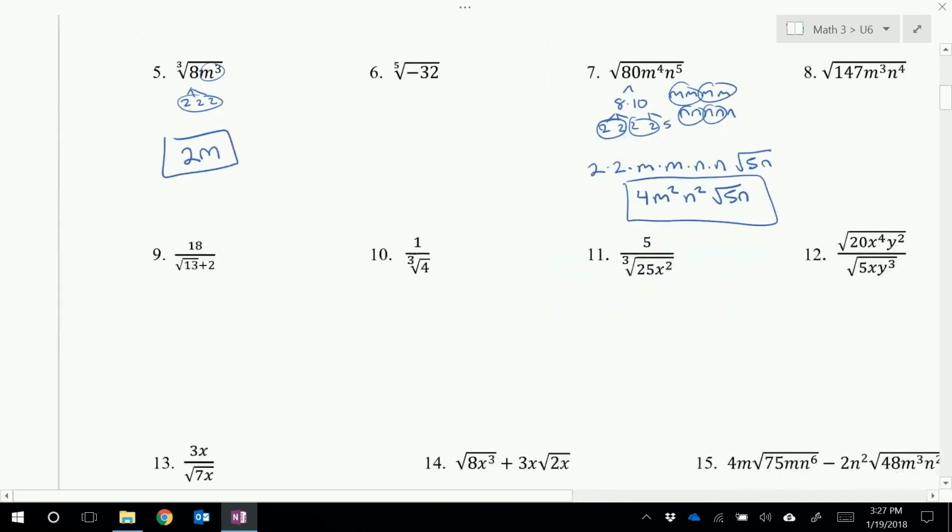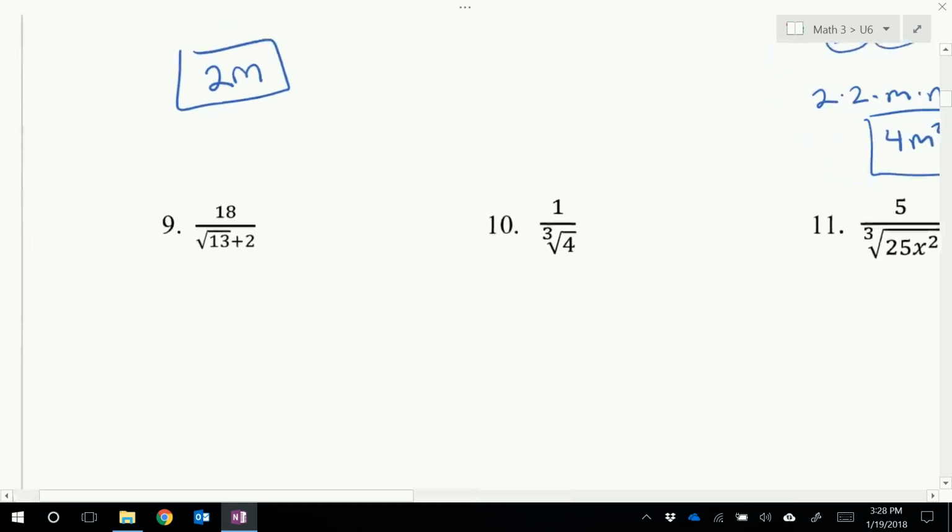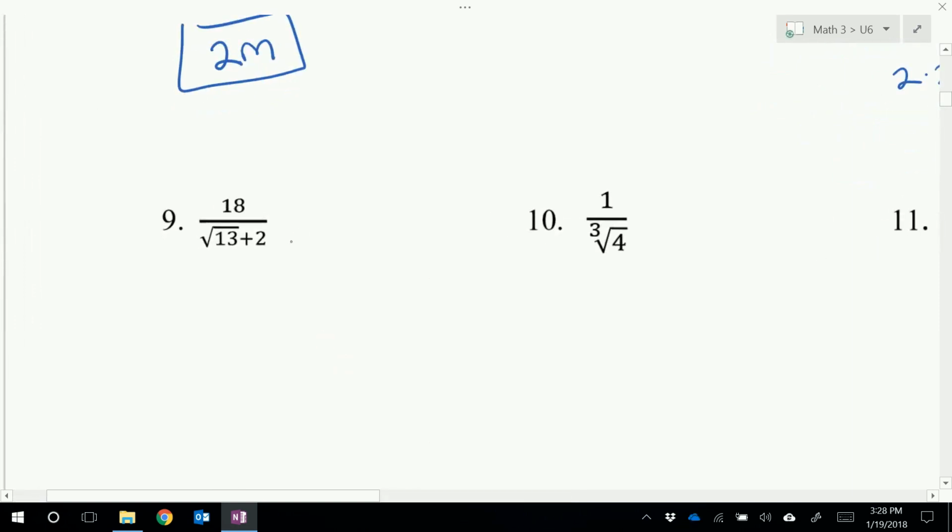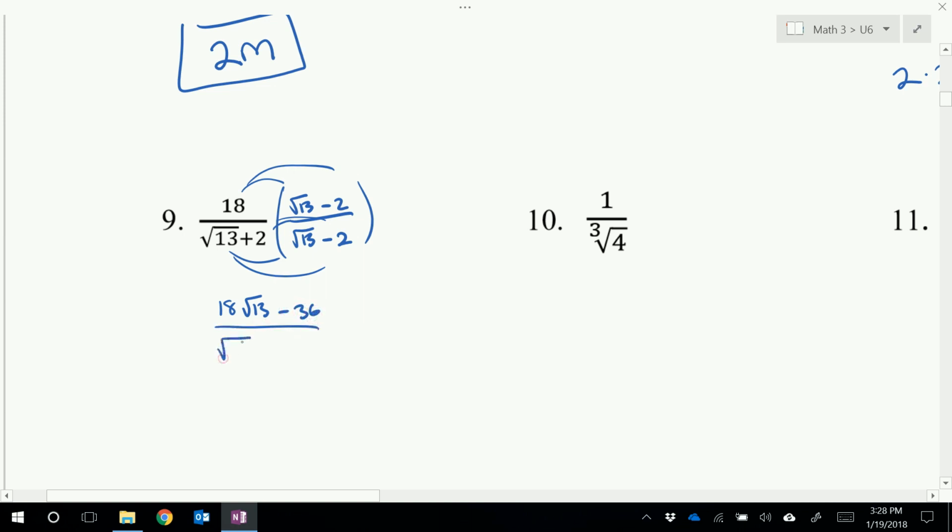Next, number 9. We want to rationalize the denominator, so we need to multiply by the conjugate of the denominator, which is root 13 minus 2 over root 13 minus 2. And when we get that, we distribute, and we get 18 root 13 minus 36 over root 169 minus 2 root 13 plus 2 root 13 minus 4.